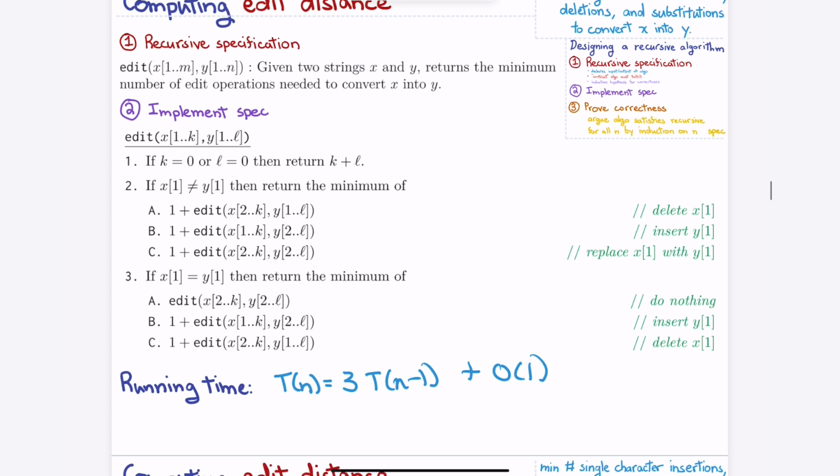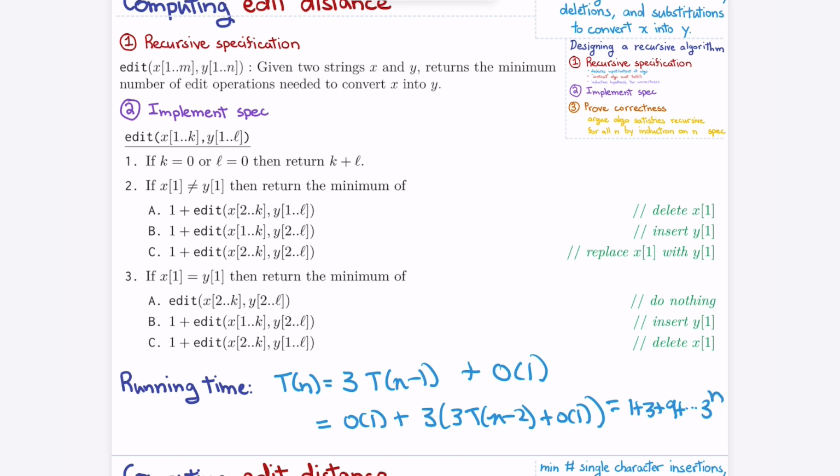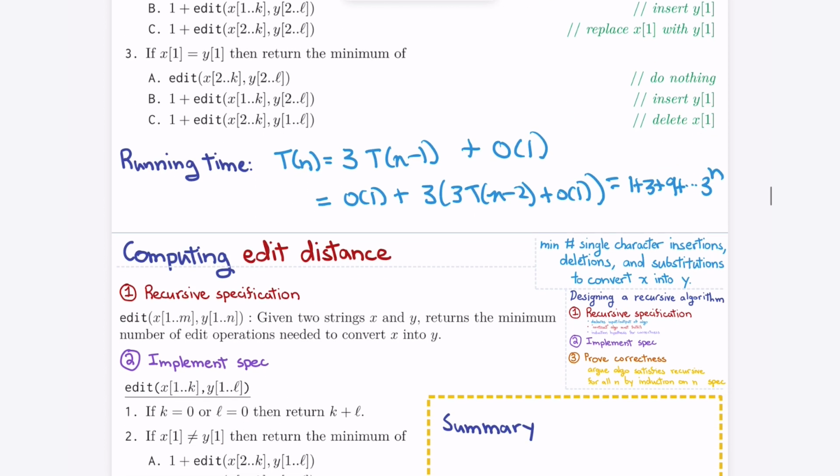But if you start unrolling this, then you're going to get O of 1 plus 3 times 3 T of n minus 2, plus O of 1, and so forth, okay? And if you work that all the way through, you're going to get 1 plus 3 plus 9, all the way up to 3 to the n. So our running time is actually exponential. As you might imagine, we're just trying everything in the brute force algorithm. But it's correct, so we're making some progress.